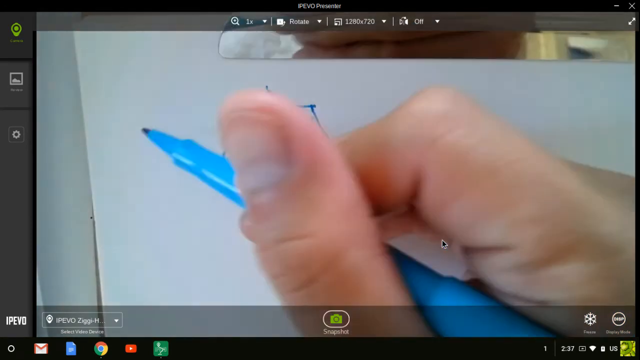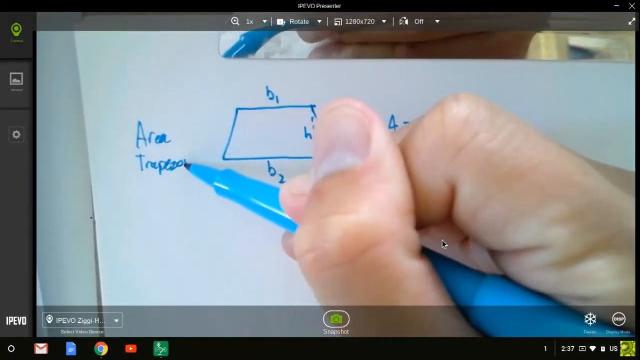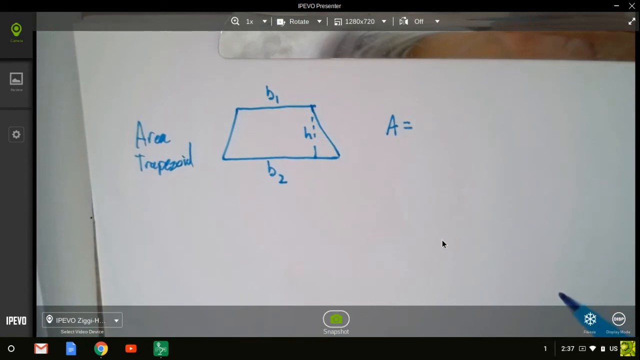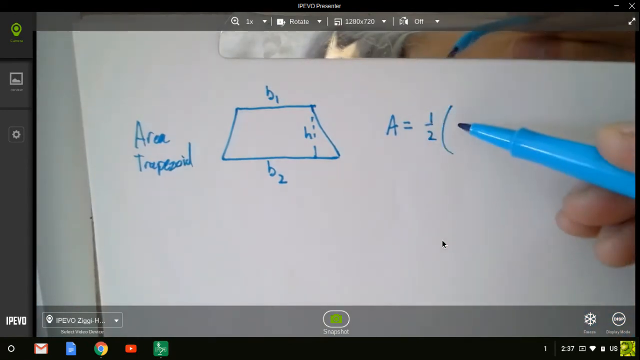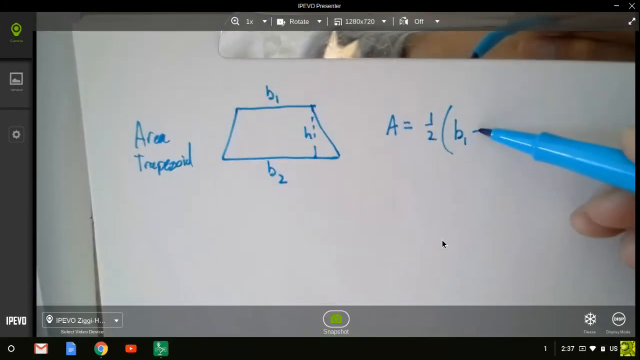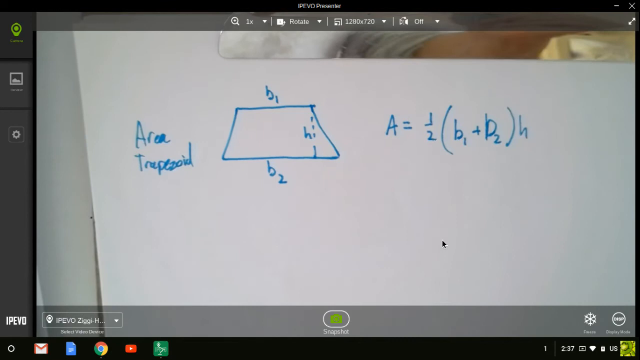So the area for a trapezoid, you can write this in your notes. The area of a trapezoid is 1/2 times both bases, base 1 plus base 2, times the height. Okay?